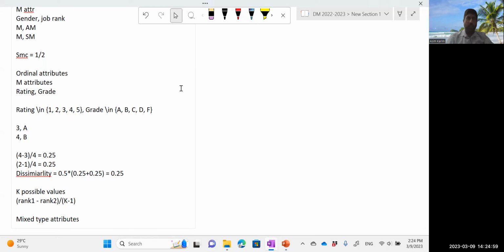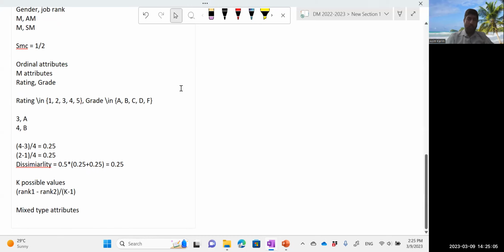So let's say you have attributes that are numeric as well as categorical as well as binary. You can use this approach very similar to the one that I mentioned for ordinal. So you can consider each attribute separately, compute its similarity or dissimilarity according to the most appropriate for that type of attribute, and then take the average or weighted average for all the attributes.